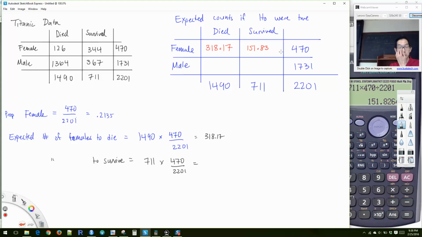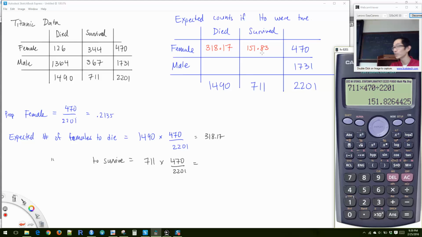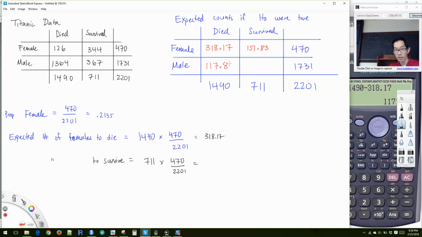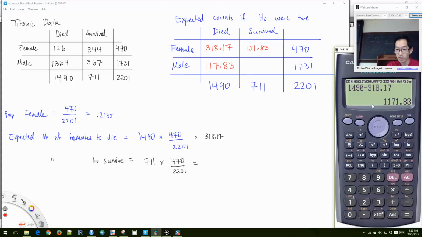Now, to be truthful, this calculation was actually kind of unnecessary, because once I knew 318 females are expected to die, and I know that this row has to add up to 470, I could have just done 470 minus 318.17, and I would get this number. And if I know this number plus this number has to add up to 1490, I can get this number as well, just from subtraction. So I would do 1490 minus 318.17, because these two numbers have to add up to this. I would get 117.83, and over here I know that 711 minus 151.83 is 559.17.